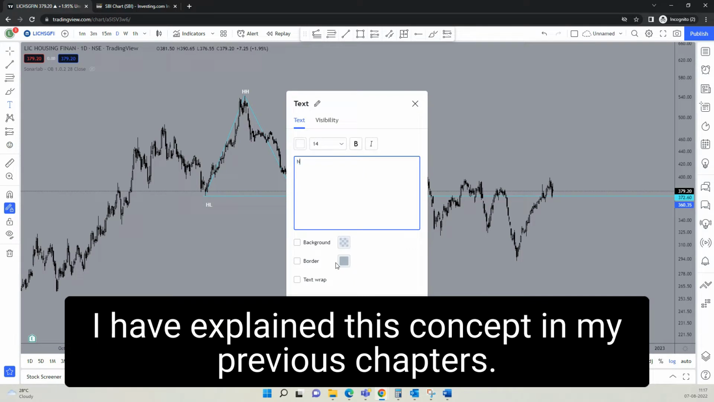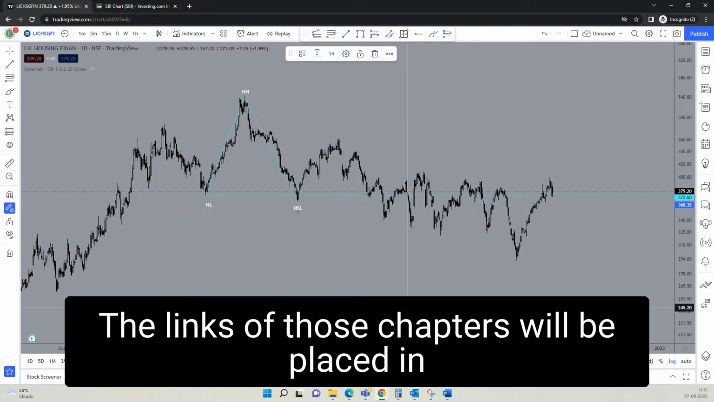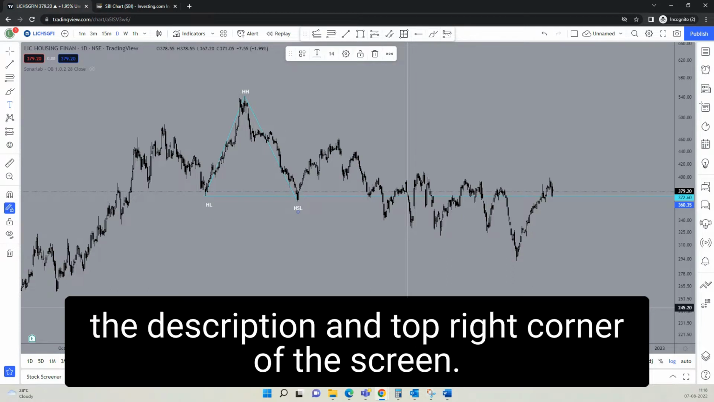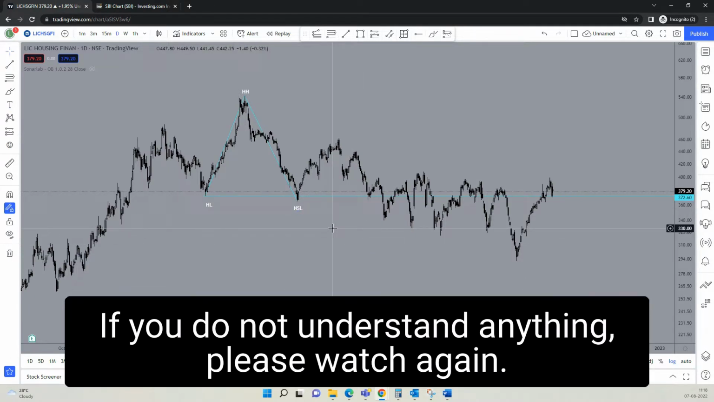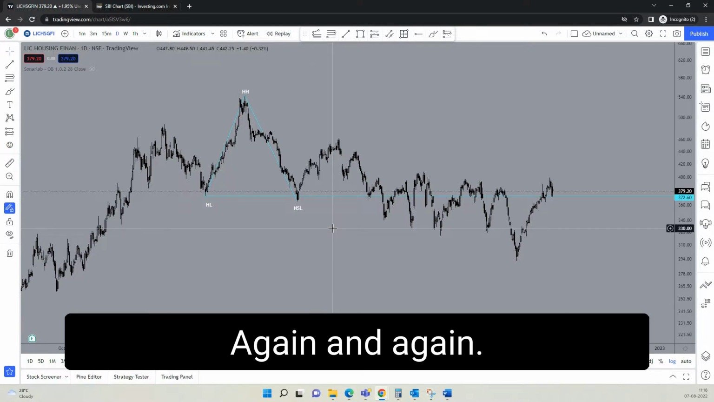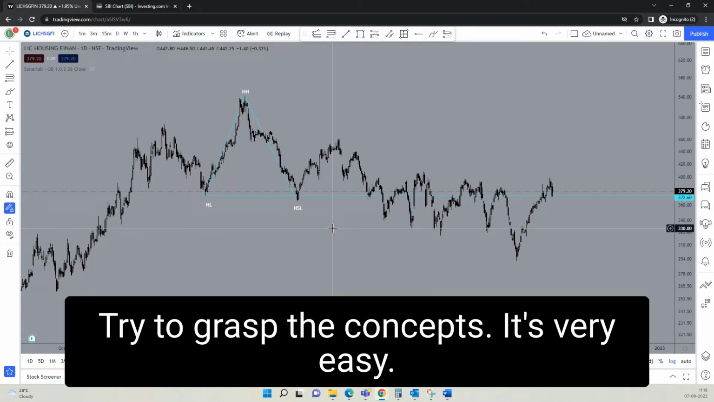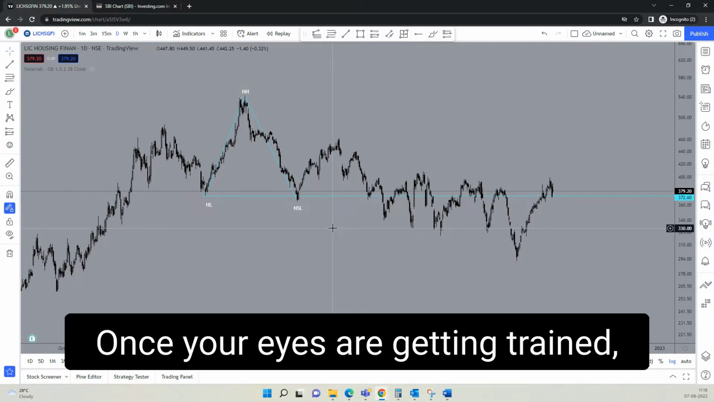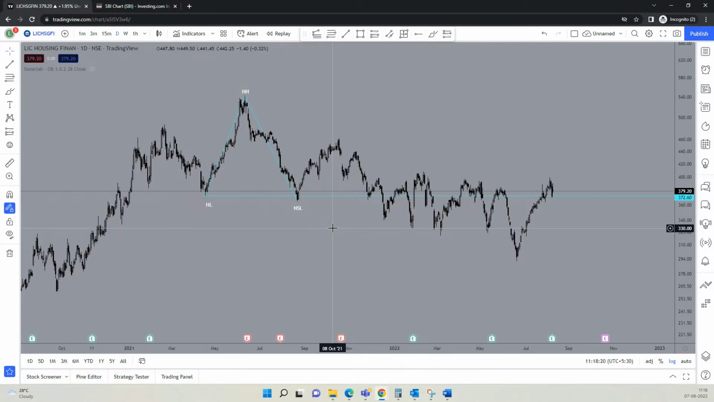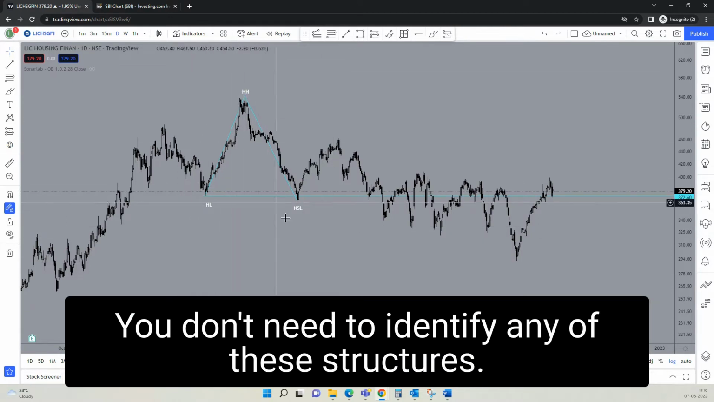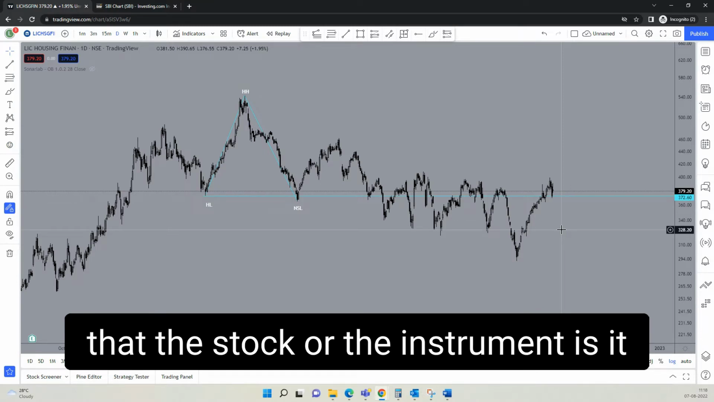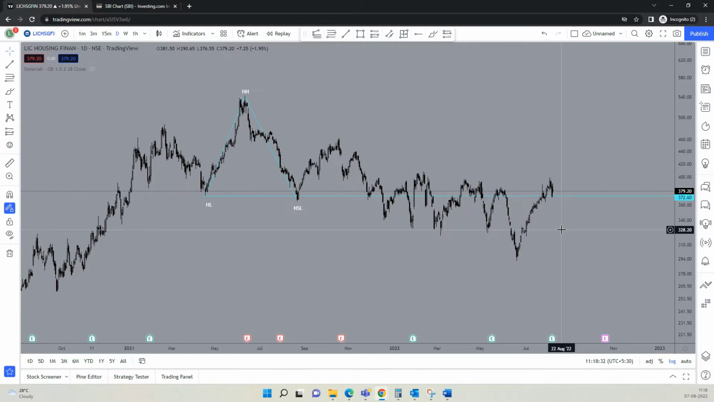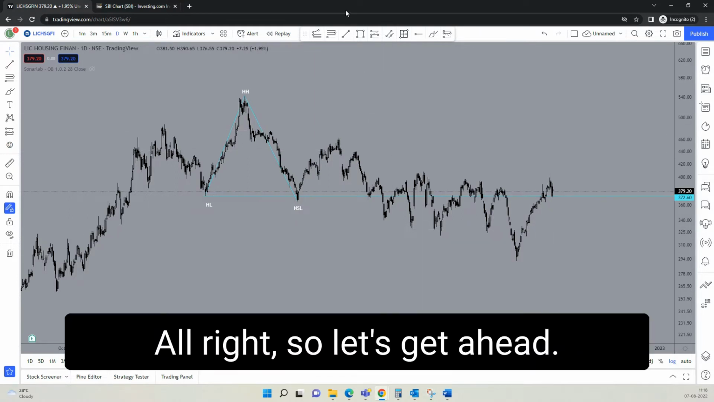I have explained these concepts in my previous chapters. The links of those chapters will be placed in the description and at the top right corner of the screen. You can go ahead and watch. If you do not understand anything, please watch again and again. Try to grasp the concepts. It's very easy. Once your eyes are trained, it will be very easy. You won't need to identify any of these structures. You see a chart, and you will quickly know whether the instrument is in an uptrend or in a downtrend. All right, so let's get ahead.